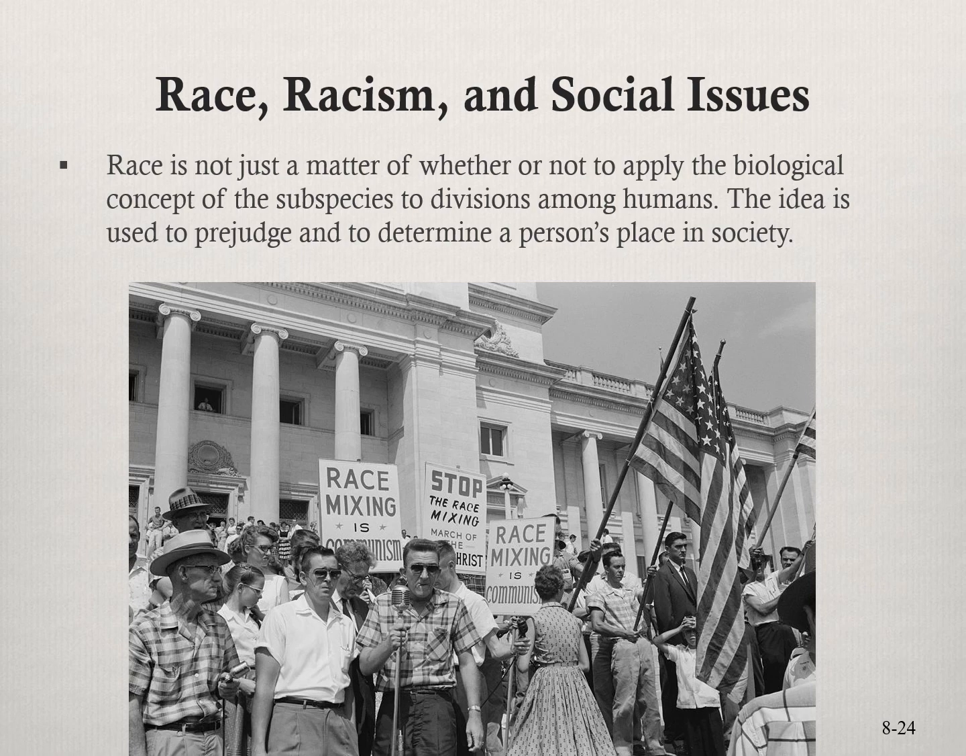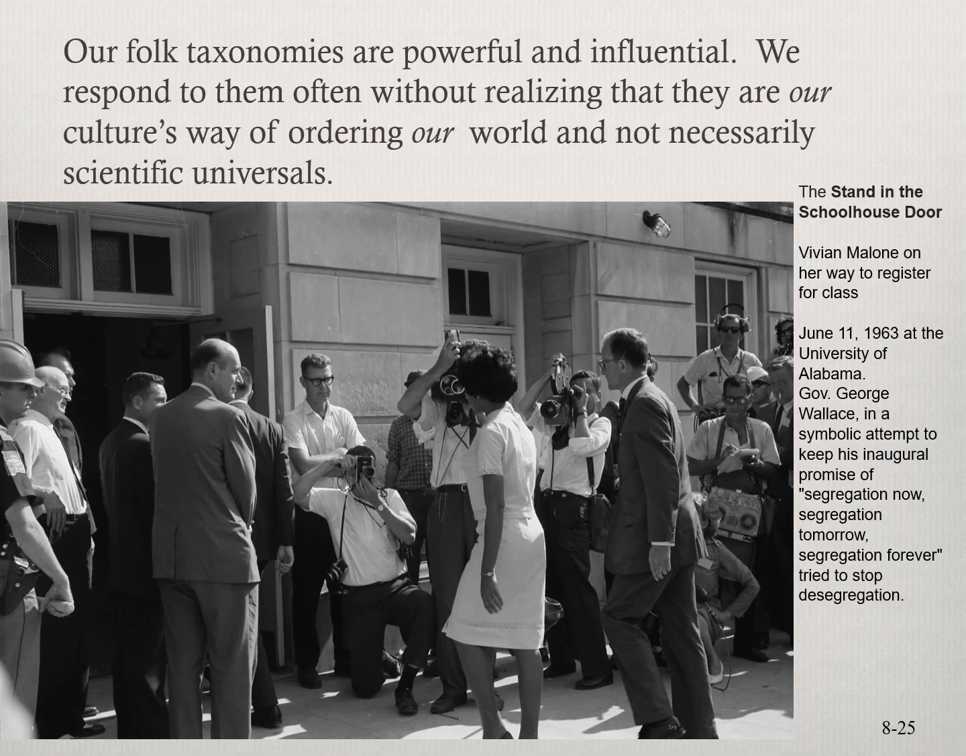Okay, so race is not just a matter of whether to apply biological concepts, because we know it's not. And we know there's no subspecies, but this idea is used to prejudice and determine a person's place in society. And look at this picture here. We could just change these signs to whatever's going on now, like maybe for the Obergefell case, and this picture could just apply now as it did in the 50s. So our folk taxonomies are powerful and influential. We respond to them without realizing we're doing it. And they're culture's way of ordering the world and not necessarily scientific universals.